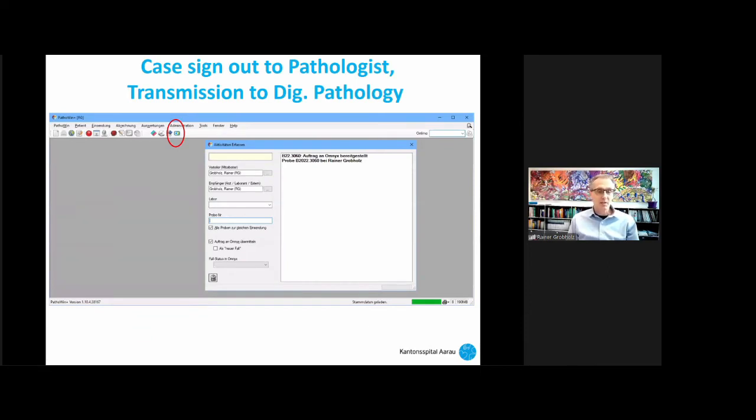So how has it happened from our lab system? We have such a button, which is easy: once the case is assigned to a physician, we can have a little icon over here, and it says transmitted also into digital pathology. We're currently working to set up this interface so that this is done automatically.